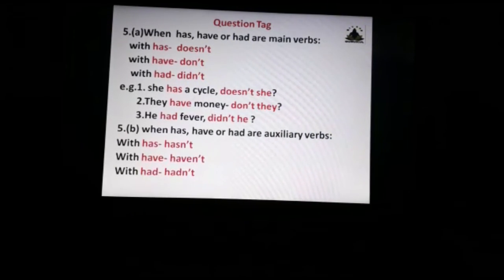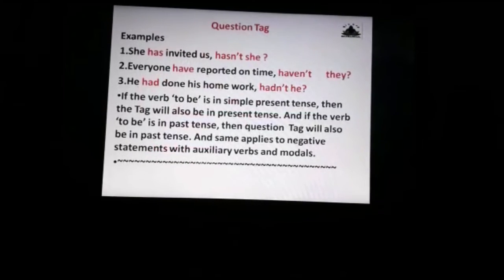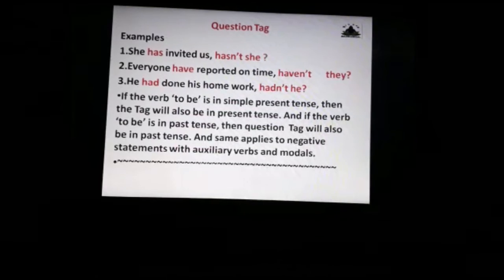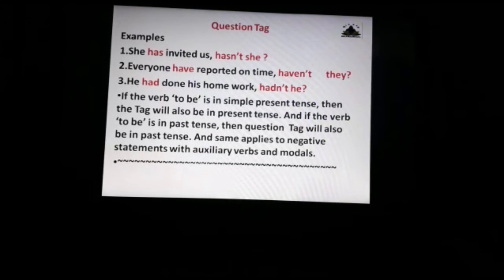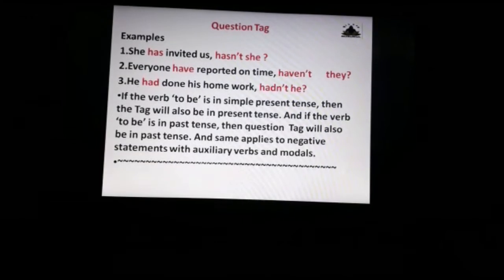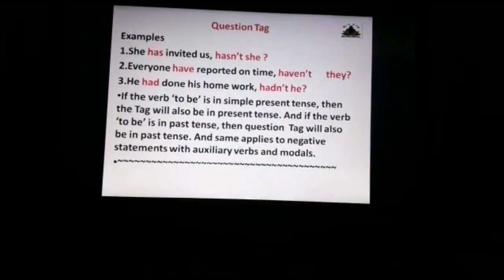Now this also can be better understood with the help of example. Let's see some examples. She has invited us, hasn't she? Everyone have reported on time, haven't they? He had done his homework, hadn't he? Now here sentence 1 is having has, and with that we have used hasn't. Second sentence have, and we have used haven't. Third sentence had, and we have used hadn't. Now in these sentences they are not acting as a main verb, they are helping verbs. So we have used hasn't, haven't and hadn't accordingly.